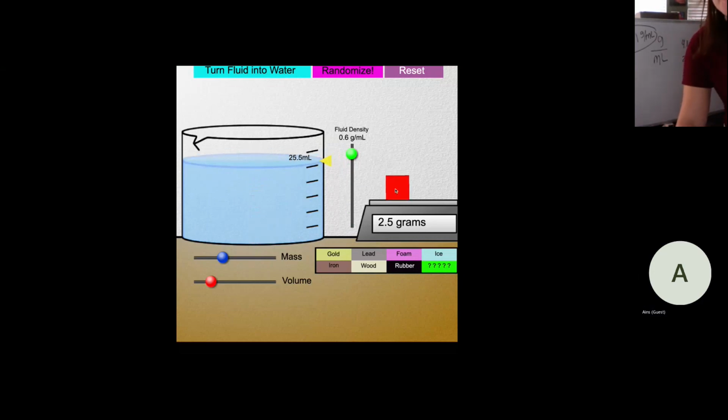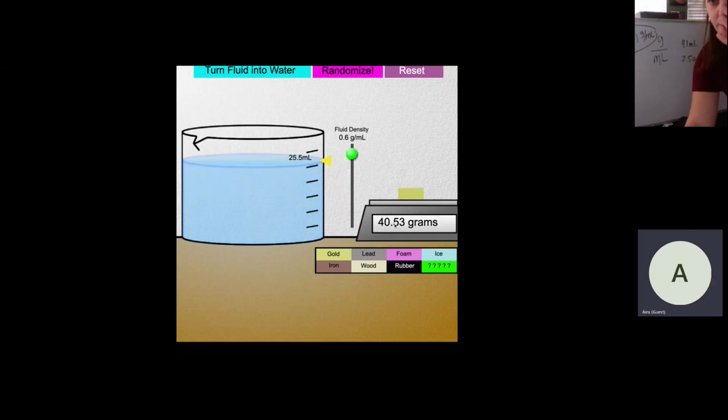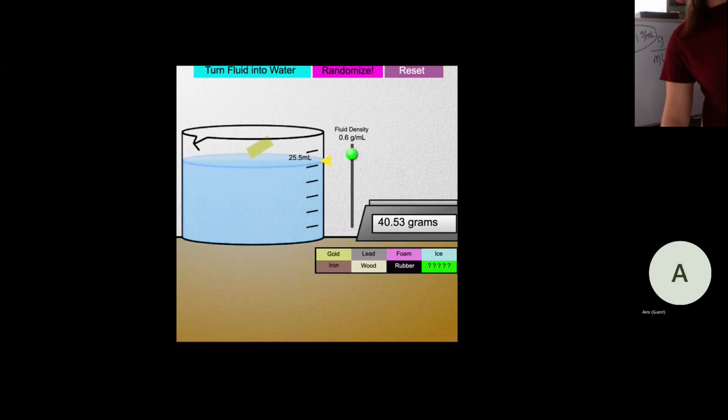Okay, good. So let's do a couple of things. So this is gold. I've got some gold right there. It's 40.53 grams. And let's find what the density of gold is. So we've got our mass, the 40.53 grams. Now we've got to have what other quantity to measure our density? We got to know mass and we got to know volume. So we're going to put in here, it's 25.5.